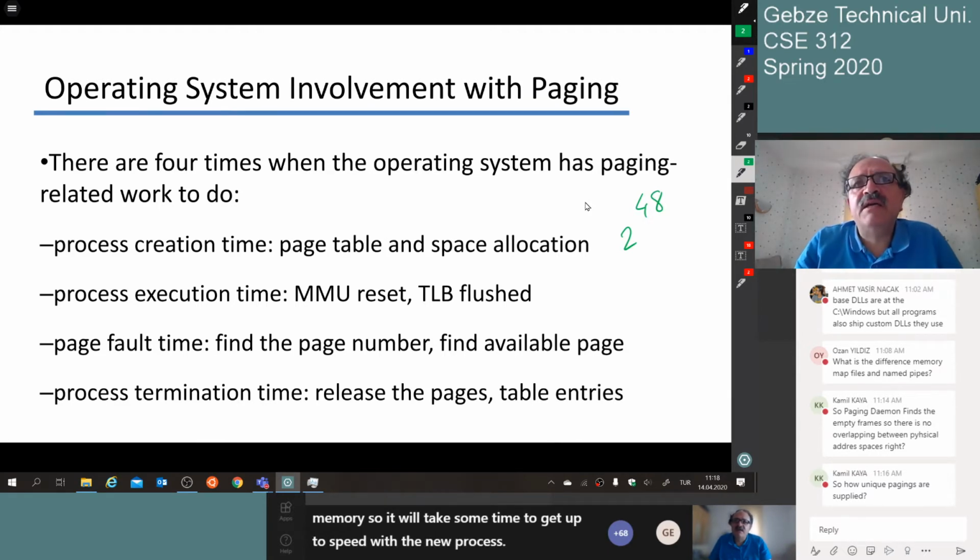I think Kamil is asking another question, a follow-up to the previous question. So how unique pagings are supplied? Kamil, I did not understand this question. What is unique paging?